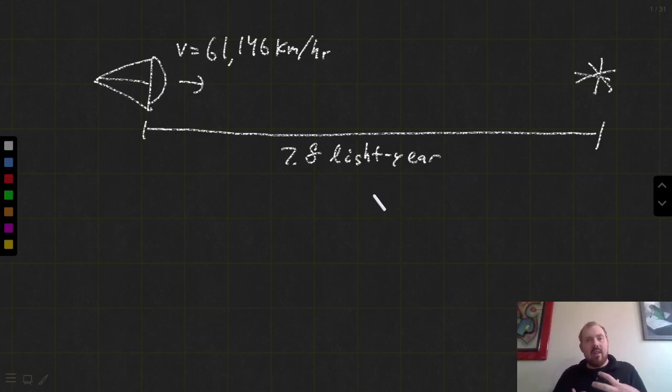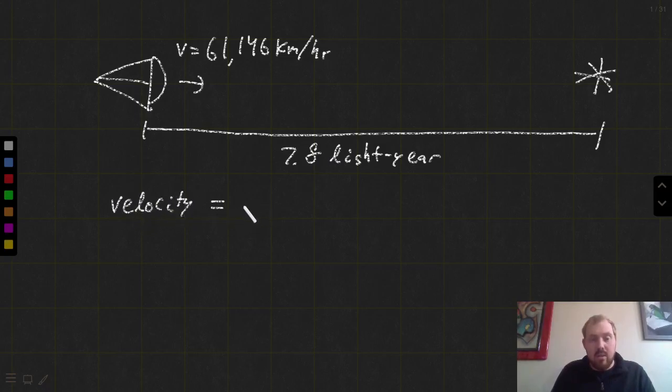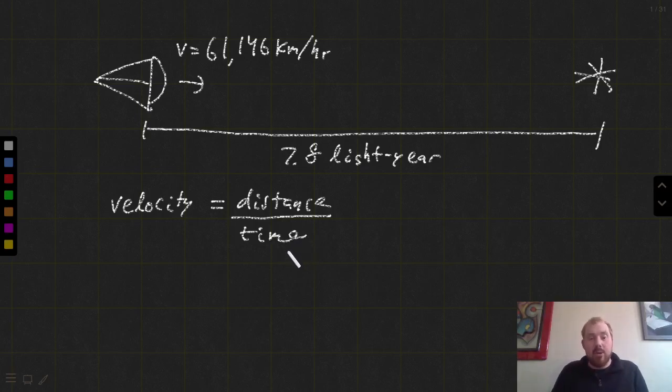So we're going to have to keep track of our units carefully if we're going to solve this correctly. The way I'd go about doing this, I'd say, all right, velocity. What's that defined to be? Velocity is equal to distance traveled divided by time. And we want to know time. That's the thing we're ultimately looking for.